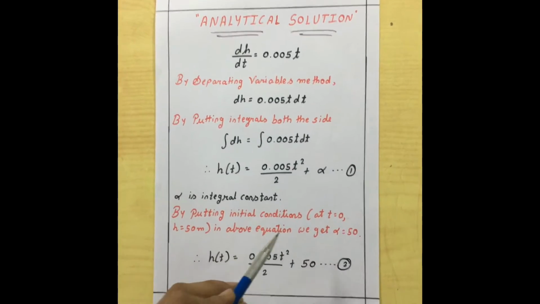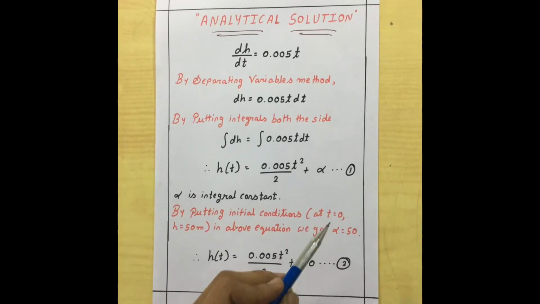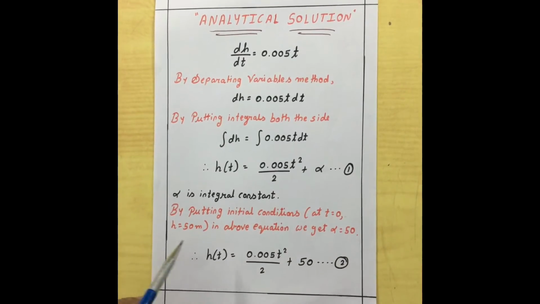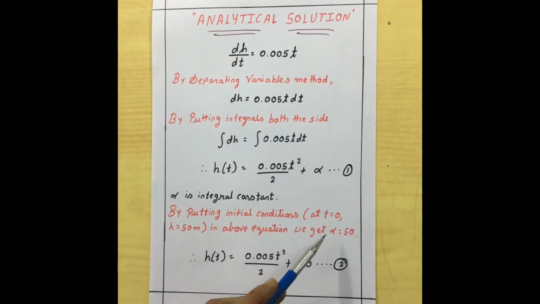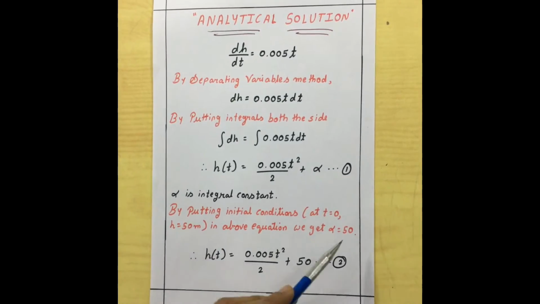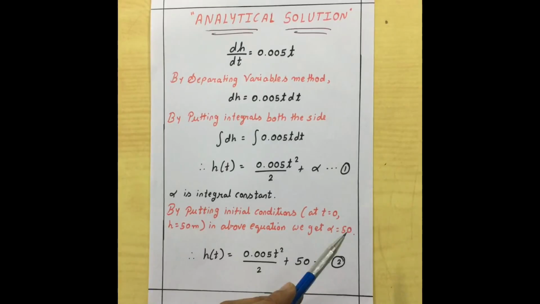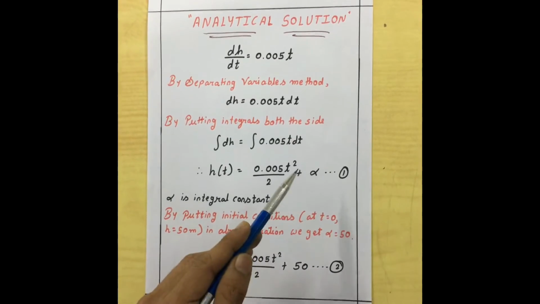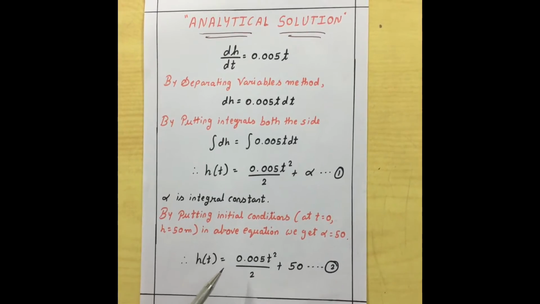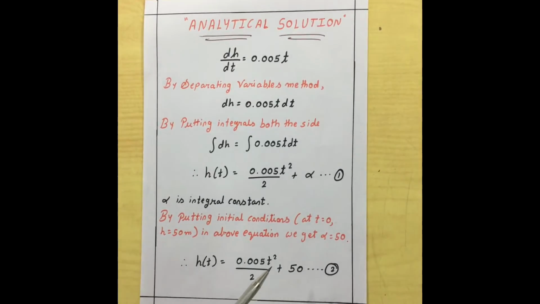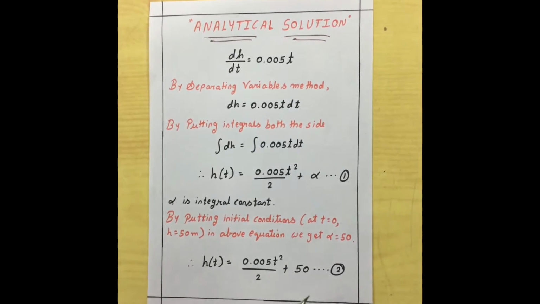By putting the initial conditions, that is time t equal to 0 and height h equal to 50 meters in the above equation, we get the value of alpha as 50. We substitute the value of alpha, that is alpha equal to 50, in equation 1, so we get equation 2 as h of t is equal to 0.005 t square by 2 plus 50.